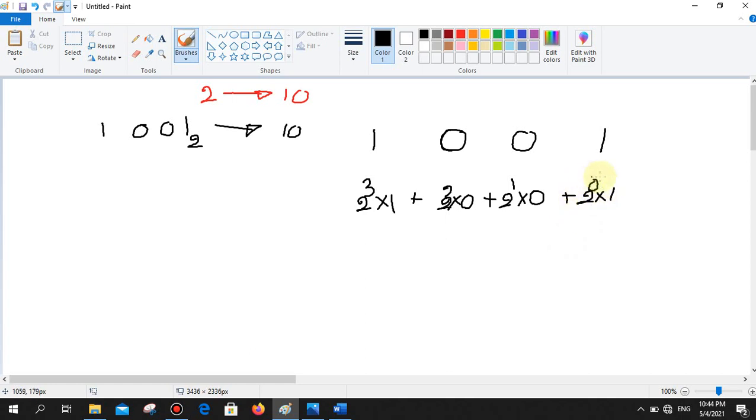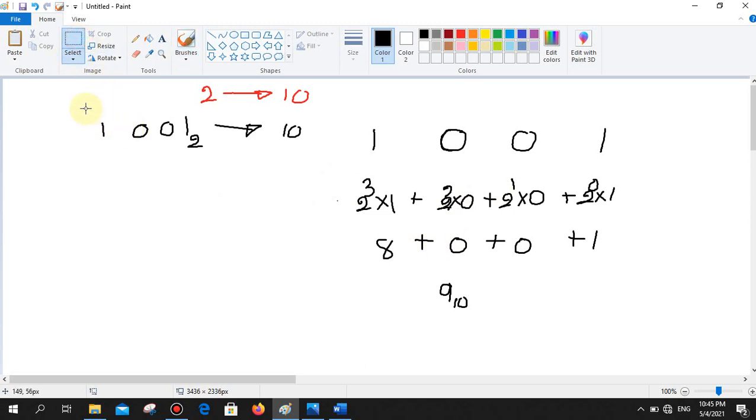Right, the first part's answer is 1, since 2 to the power of 0 into 1 is 1. Then 2 to the power of 1 into 0, the number will be 0, and 2 to the power of 2, if we multiply by 0, the number will be 0. 2 to the power of 3 is 8, 8 into 1 is 8. Then finally you need to add all these numbers. Then the answer is 9 in decimal. This is how you can convert any binary number into decimal by using powers of 2.